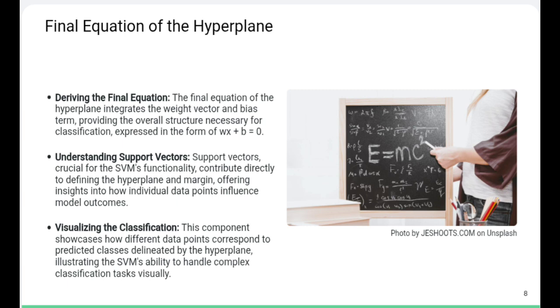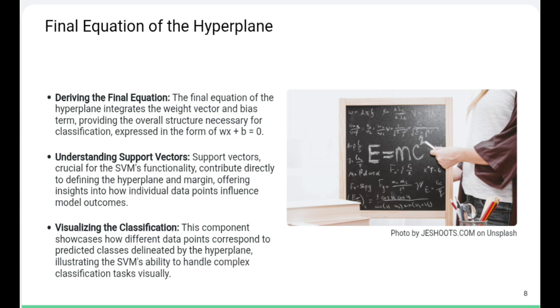Here we present the final equation characterizing the hyperplane, emphasizing its derivation and significance. We'll dive into the role of support vectors in shaping the decision boundary, and will provide a visual context to how classification occurs according to the SVM's structure.